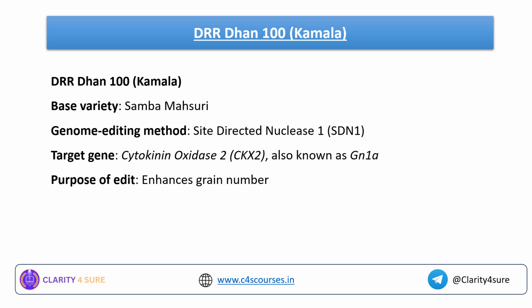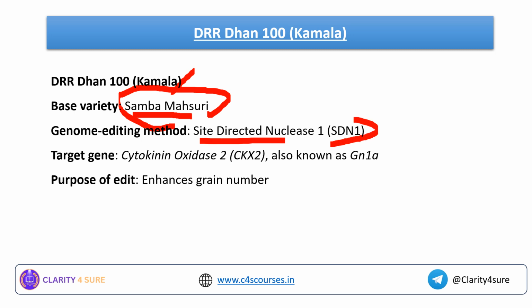Okay, what was the base variety from which this DRR Dhan 100, that is Kamala, has been derived? It is the Samba Mahsuri variety. The variety name is very important, which becomes important from your exam point of view. And what is the method that has been used? The method that has been used is site directed nuclease 1, that is SDN1. See, there are three genome editing methods: SDN1, SDN2 and SDN3. Do not worry, we will be discussing all these types at the end of this video after you gain clarity on what the CRISPR-Cas9 technology actually is.